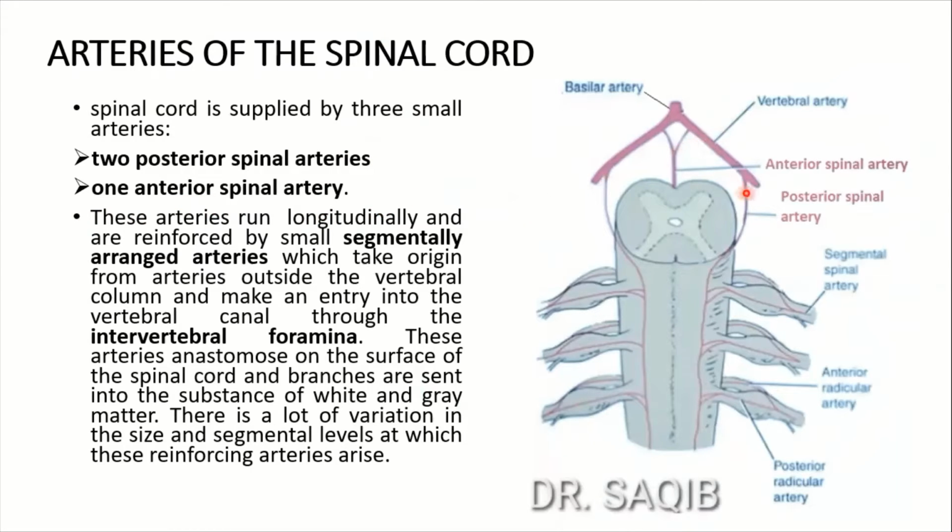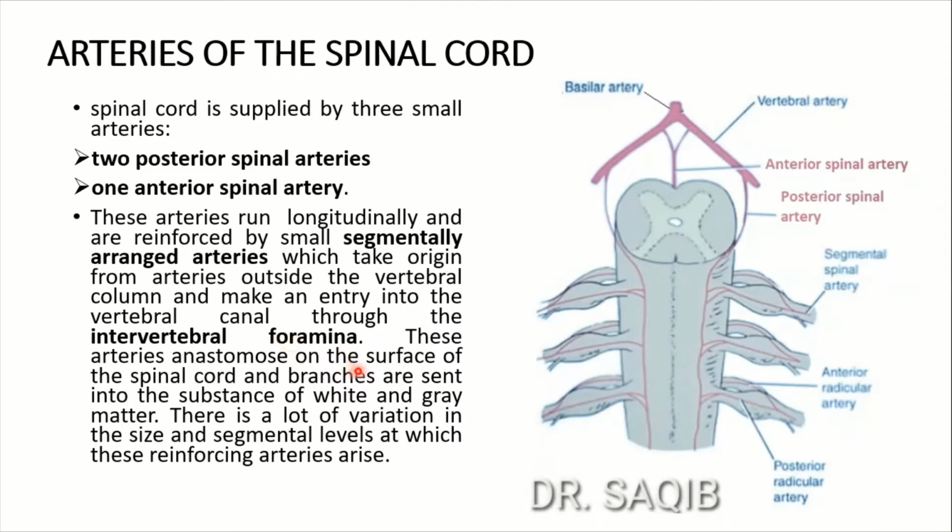Here you see these are the two posterior spinal arteries, right? So this is one anterior spinal artery, right? This is a posterior aspect of the spinal cord, and you see these are running longitudinally. They are reinforced by small segmentally arranged arteries, called segmental arteries, which take origin from arteries outside the vertebral column and make an entry into the vertebral canal through the intervertebral foramina, right? I will show you these segmental arteries separately in a separate picture.